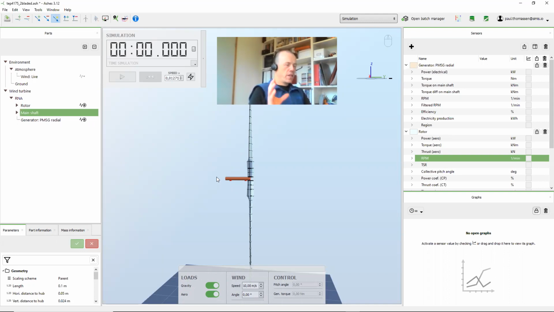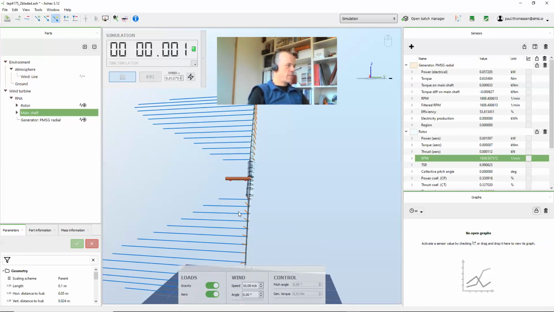And why is this important? It's important because at your operating conditions, at your operational RPM, or sometimes that's called the rated RPM, you want the system to be stable, which means the rotor should not accelerate. And in order for the rotor not to accelerate at that point, the torque difference on main shaft must be close to zero. It doesn't have to be exactly zero, but it has to be close to zero. So let's start a simulation here and see what happens.